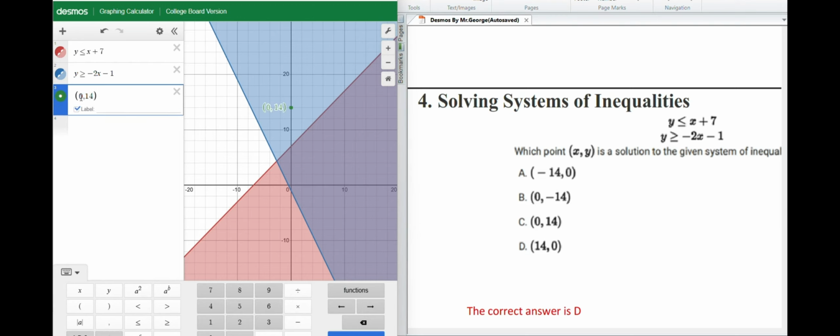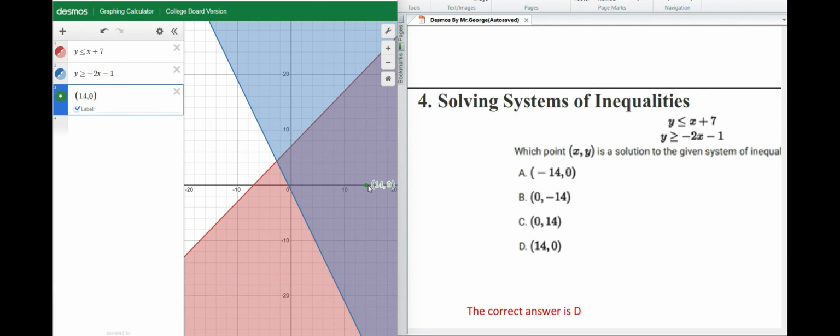Of course, if you're fast on the computer or laptop or tablet, it will be very helpful. And this is also not a solution. Let's see what is going to be the solution. Of course, the last one had to be the solution, 14 comma 0. And you see over here, it's intersecting right here in the overlapped shaded area. So this is your answer. Choice D is the correct one.